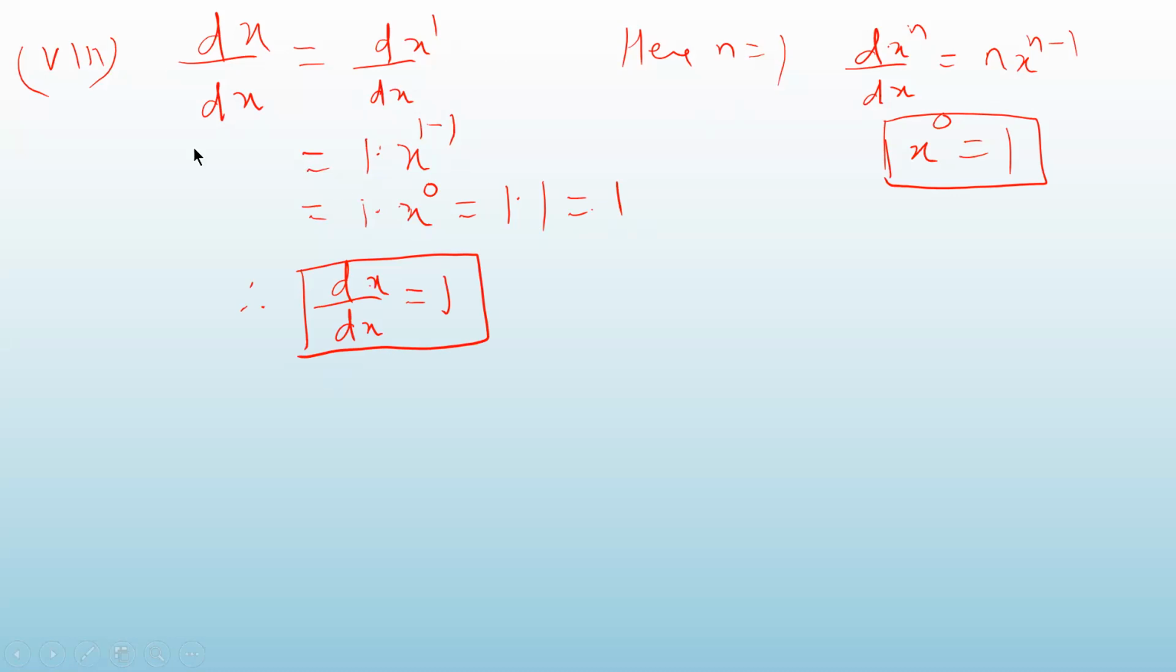So we have seen around 8 problems on this formula. In some of the problems we have taken n as positive, in some negative, or fraction, square root converted into fraction, I mean the power of x, and finally derivative of x. And remember the derivative of a constant is always 0.